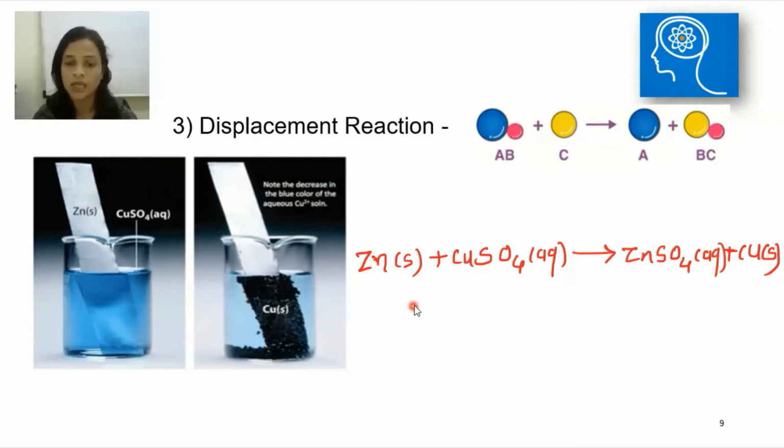ZnSO4. So the chemical reaction, that is displacement reaction, that occurs in this experiment is this one: zinc solid plus CuSO4 in aqueous state gives the product ZnSO4 in aqueous state plus Cu in solid state. Got it? This is all about the single displacement, or simply displacement, reaction.